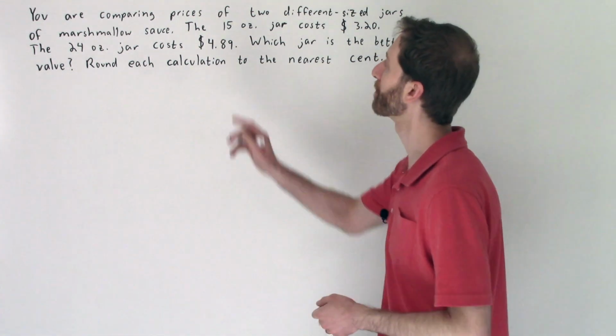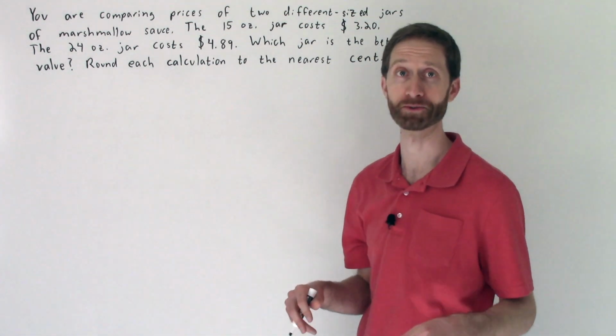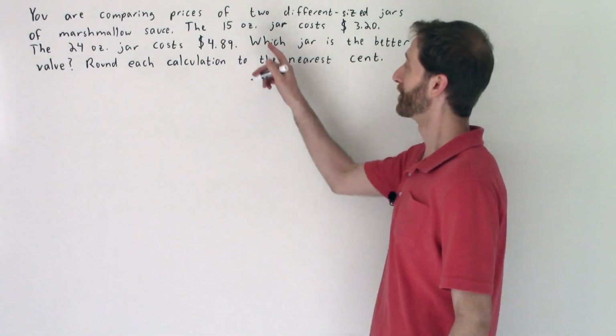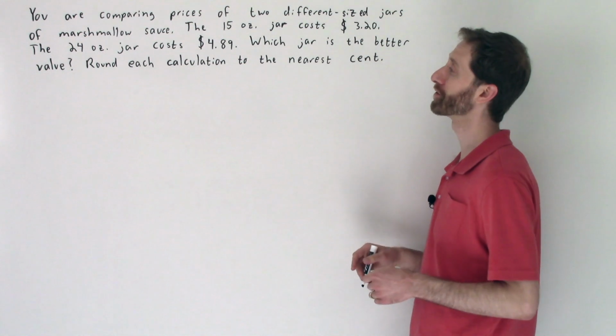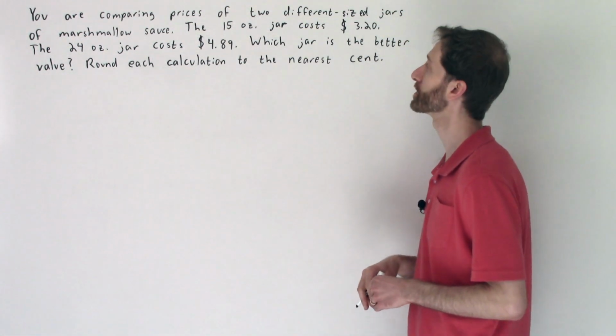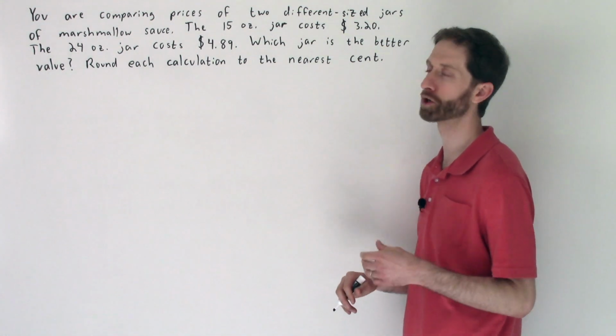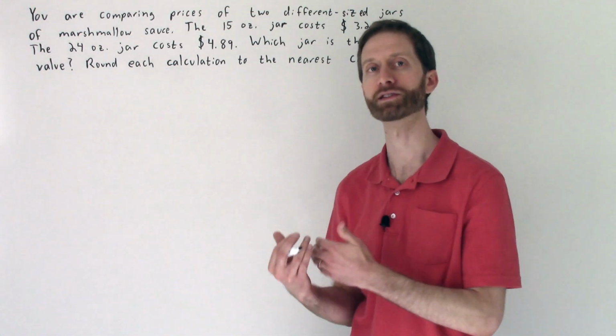You are comparing prices of two different sized jars of marshmallow sauce. Ooh, yummy. The 15-ounce jar costs $3.20. The 24-ounce jar costs $4.89. Which jar is the better value or the better buy? We're going to round each calculation to the nearest cent.